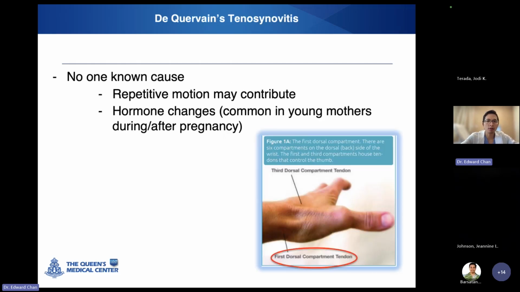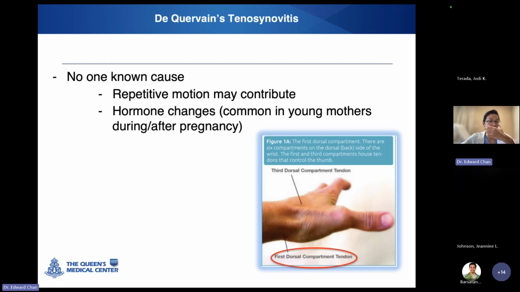And again, no one known cause, just like with trigger finger, it's multifactorial. But for this one, repetitive motion is thought to contribute. People who use their wrist a lot for lifting, maybe for work, a lot of this motion up and down with the wrist. And then hormone changes are thought to play a role too. This condition specifically is very commonly seen in young mothers, especially during and after pregnancy. The thought is with the hormone changes, there's just more swelling in different parts of the body, including this area. And so that is one demographic that we can often see get this condition.